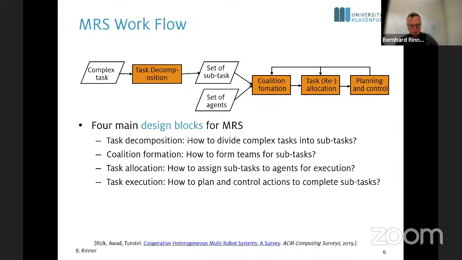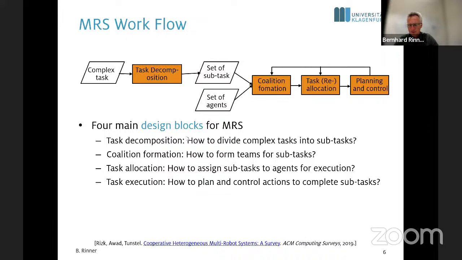Then we have this set of subtasks, and we have a set of agents available for the mission. So the next design stage is about forming coalitions: which agents should work together such that these subtasks can be solved in an efficient, optimized way. Once these coalitions are available, we have to assign the subtasks to the specific agents for execution, and finally they are executed. Here, this execution typically includes planning and controlling actions in order to complete the subtasks.